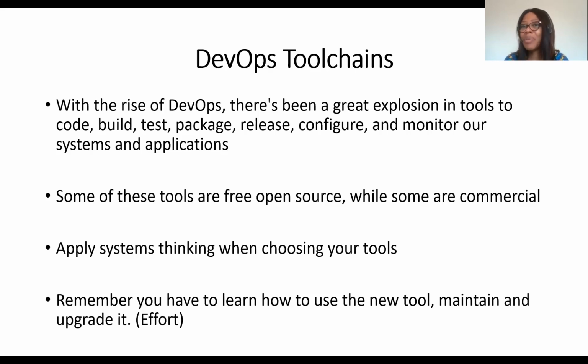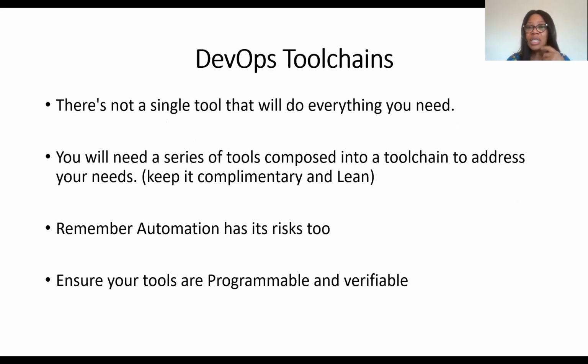And these things can be problematic in any environment. When you're introducing new tools, it's like, oh, we have to learn how to use this tool again. So all these things need to be considered, okay, because it has to be maintained. And some of these tools are not free. Some are free, some are not, okay? So all of this thinking has to go into the strategy and decisions for developing your DevOps pipeline. Now, there's not a single tool that will do everything like I just said. You're going to need different tools. You will need a series of tools composed into a tool chain to address your needs.